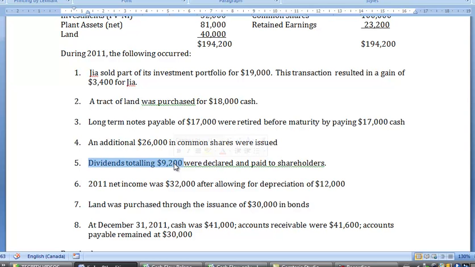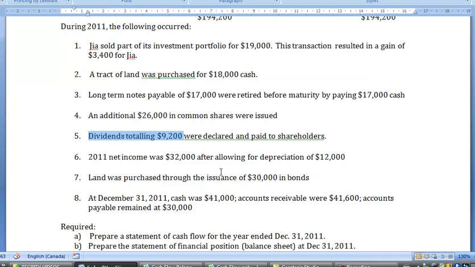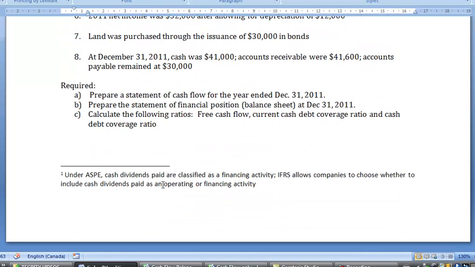If the question said IFRS standards are applied, under IFRS standards, they have a choice as to how they handle dividends paid during the year. They may record it on the statement of cash flow as a financing activity, but the other option they have, that I'm mentioning in the little footnote, is that they can also handle it as an operating activity. So in the notes to the cash flow statement, they have to specifically tell you if they follow IFRS standards, whether they're handling cash dividends that they pay as an operating or a financing activity.